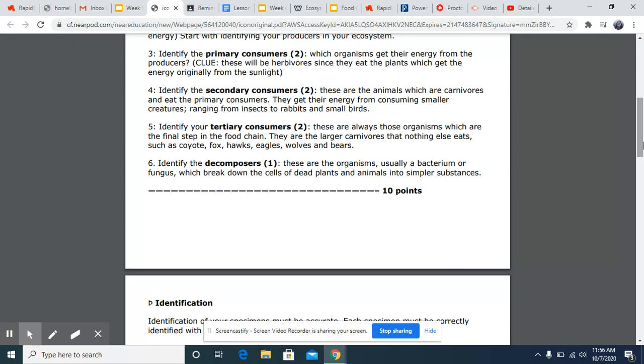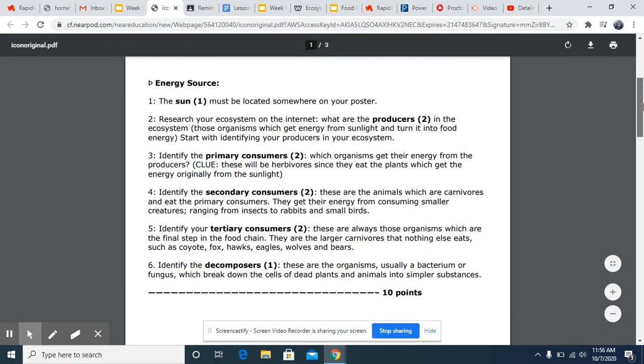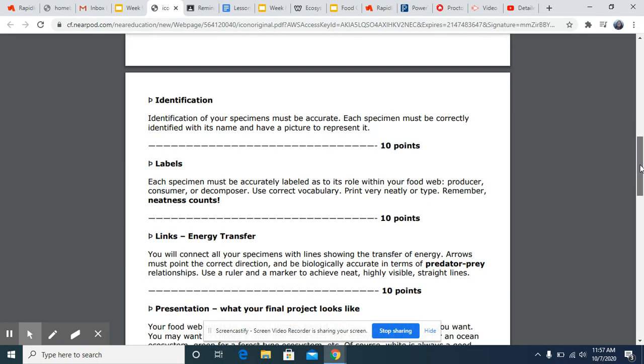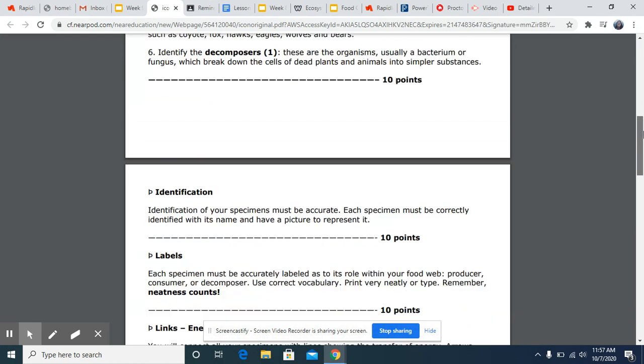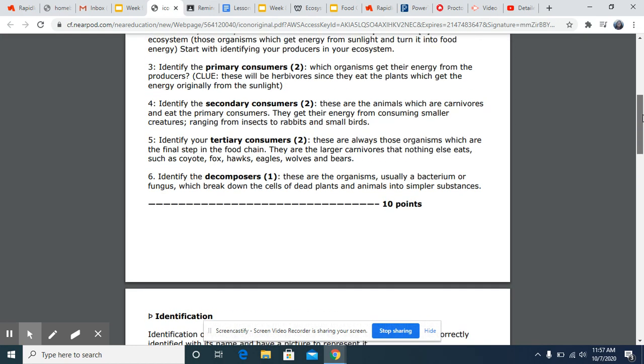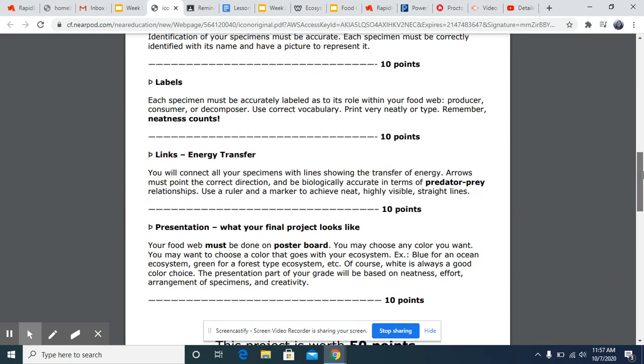For your points, you'll get 10 points for listing all of those. And then you'll also get 10 points for identification of your specimen, your animal or plant. These must be accurate. So if you draw a bear, don't label it as a frog. You need to label it as what it is. Each animal must be correctly identified with its name and have a picture or a drawing to represent it. Also labels: each animal must be accurately labeled as to its role within your food web. You need to let me know if it is a tertiary consumer, secondary consumer, primary consumer, all of that.